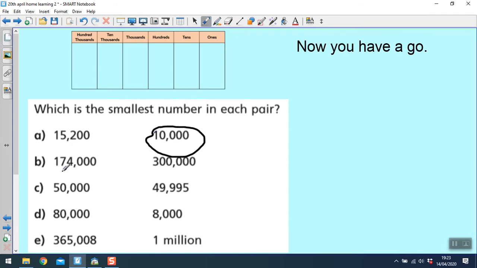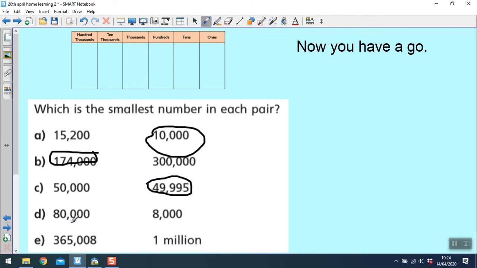Now I've got 174,000 and 300,000. They've both got 6 digits, so I can look at the first digit. This has got 100,000s, and this has got 300,000s. So this one is the smallest. Okay, I've got 2 numbers again that have got the same number of digits. They've both got 5 digits. This has got 5 tens of thousands. This one's only got 4 tens of thousands. So this one is the smallest.